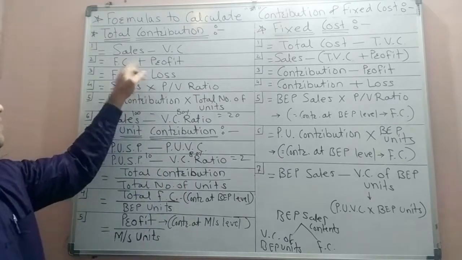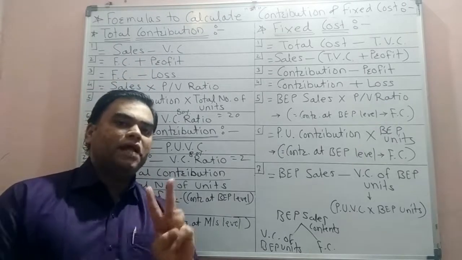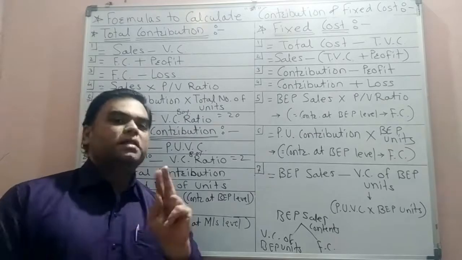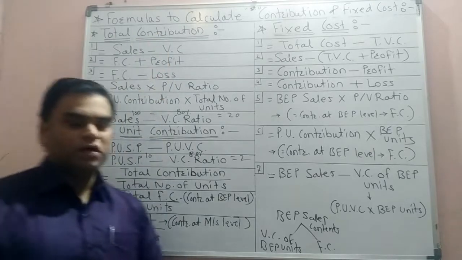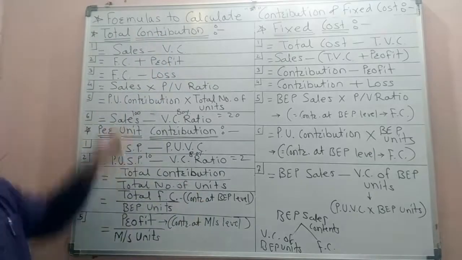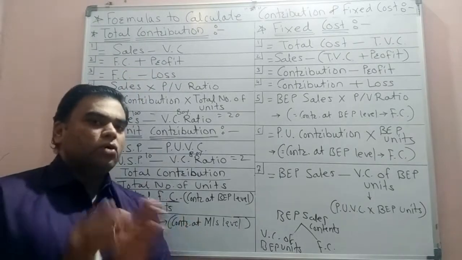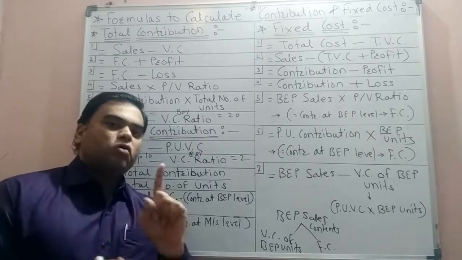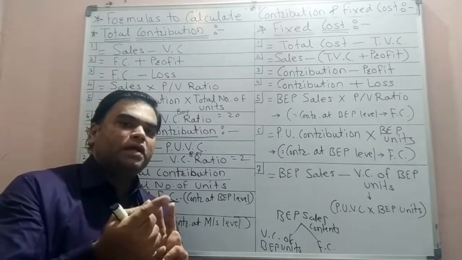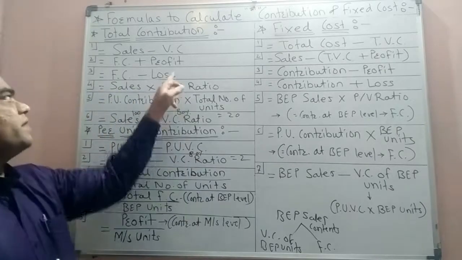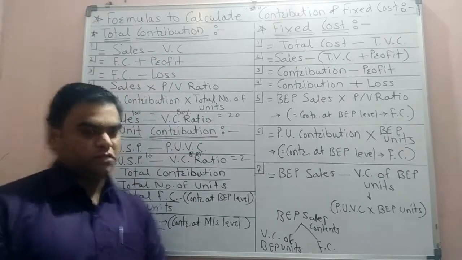Second formula, fixed cost plus profit. As we know, fixed cost and profit collectively are known as contribution. That's why when we take the sum of these two items, we get the amount of total contribution. Next, third, fixed cost less loss. Why? As we know, loss is the difference between contribution and fixed cost when fixed cost is greater than contribution. That's why when we deduct loss from fixed cost, we get the amount of total contribution.